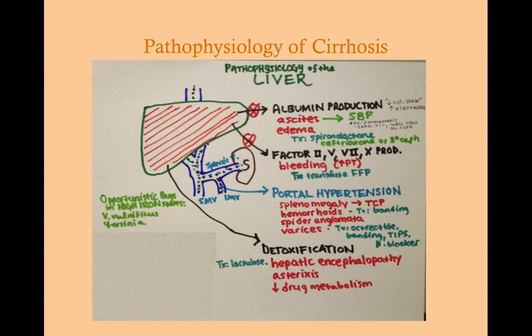The treatment for hemorrhoids is banding. We're not going to talk about that at length here. Spider angiomata is just a visual symptom of the portal hypertension. Varices we talk about in the GI bleeding section. The treatment for that is octreotide. If that's not sufficient, we can do endoscopic banding. If that's not sufficient, we can do TIPS, and all these patients who have varices should be on beta blockers.